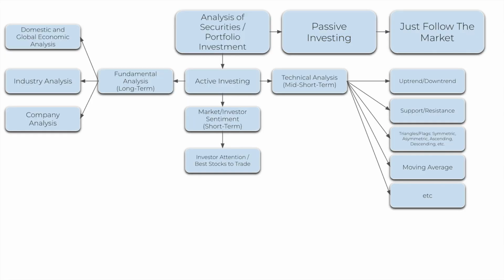Next is the analysis of securities or portfolio investment. There are 2 types of investing, active and passive. In passive investing, investors are just following the market. However, in active investing, there are fundamental, technical, and market investor sentiment analyses. Fundamental analysis is about domestic and global economic analysis, industry, and company. For technical analysis, there are many things. It's about uptrend or downtrend, support and resistance, triangles, moving average, and etc. Market sentiment analysis is about investor attention or which are the best stocks to trade.